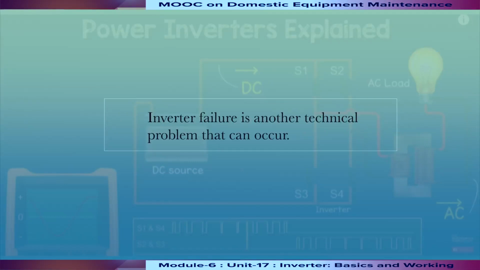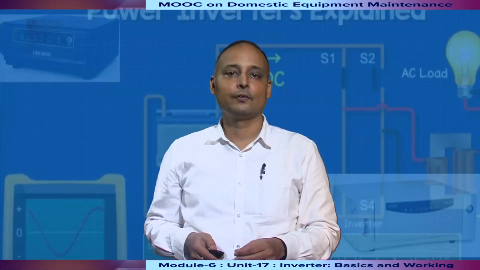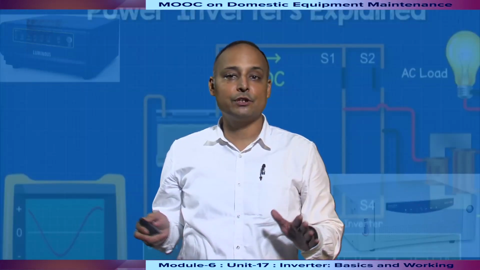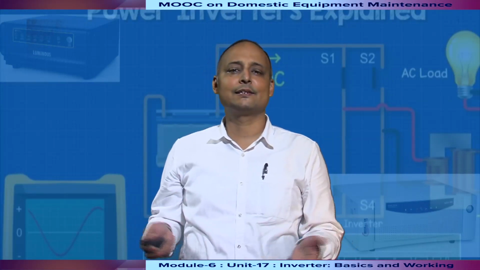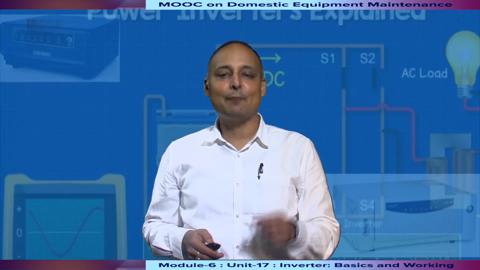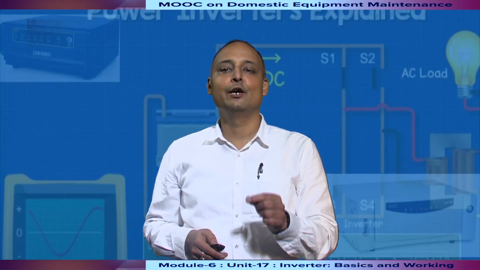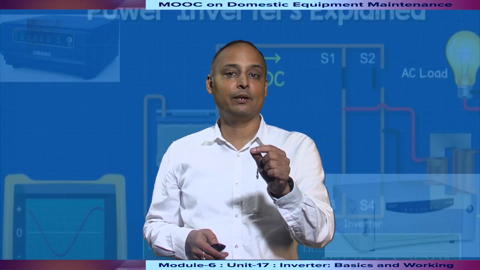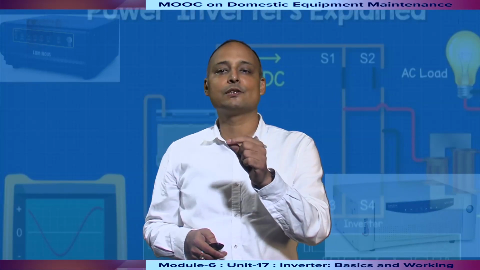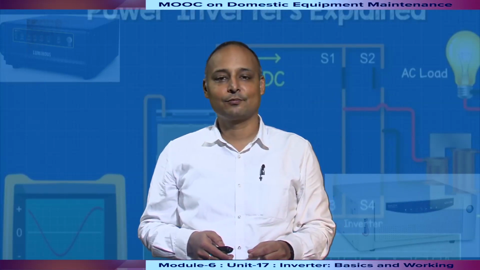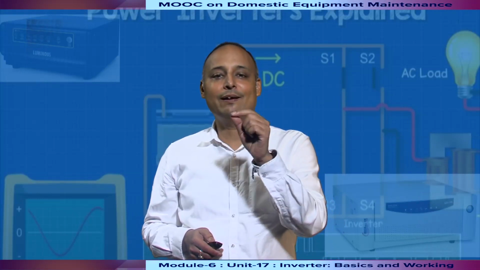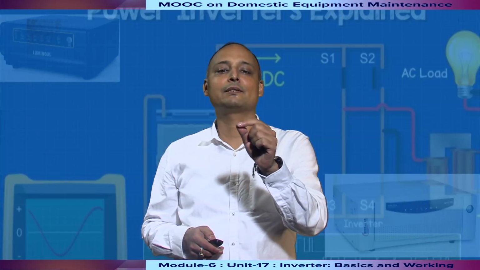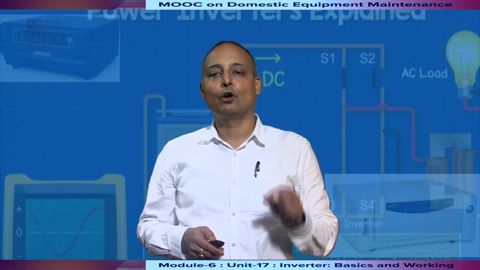Lastly, inverter failure is another technical problem that can occur. This may be due to long-term usage of the inverter, power outages, and other system malfunctions. In some cases, inverter failure may be due to a defective component in the inverter, which may cause the system to malfunction. To prevent potential inverter failure, it is important to adhere to regular maintenance and repair procedures of the inverter system.